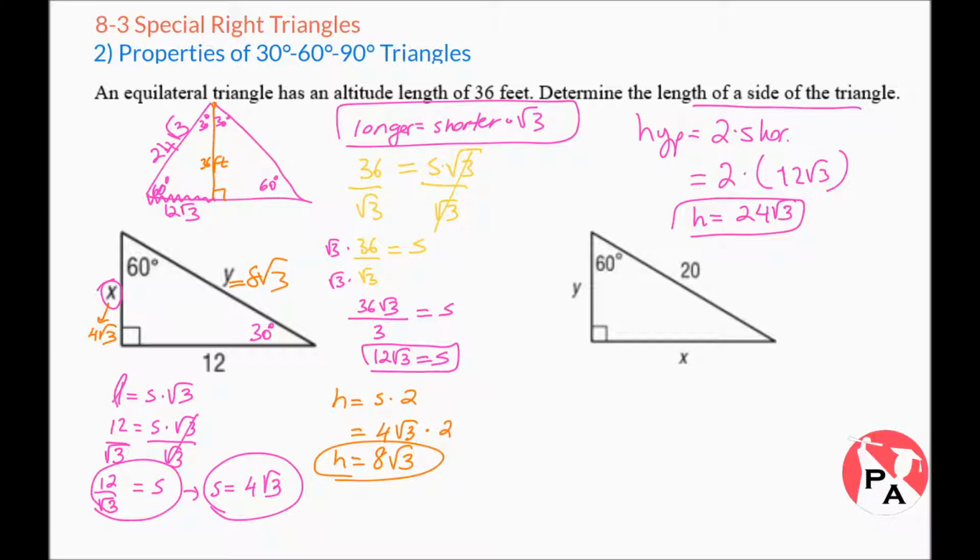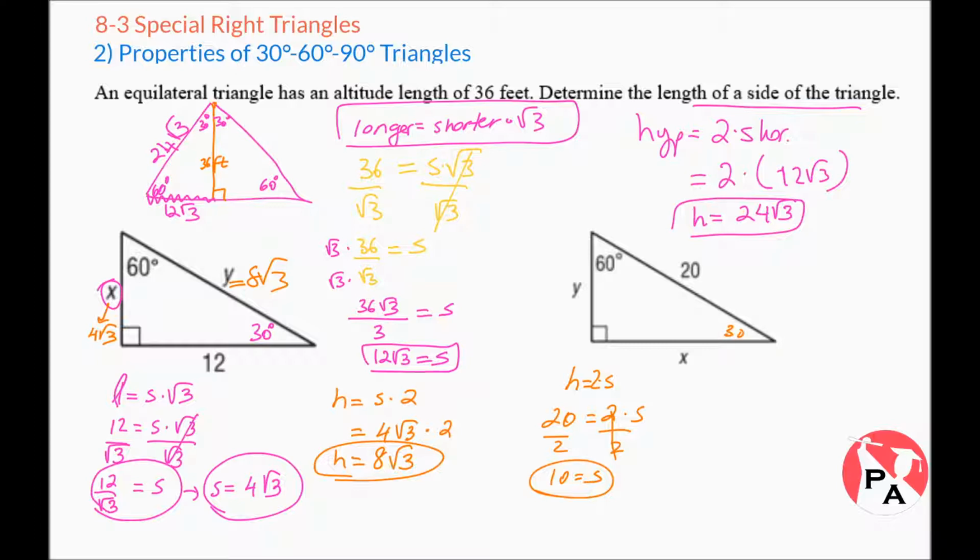So let's move on to the next one. The hypotenuse is given. If the hypotenuse is given, it is a little bit easier. Hypotenuse is equal to shorter leg times 2. Hypotenuse is given 20. Plug in 20 equals 2 times shorter leg. Now get the S by itself by dividing each side by 2. So the length of the shorter leg is equal to 10.